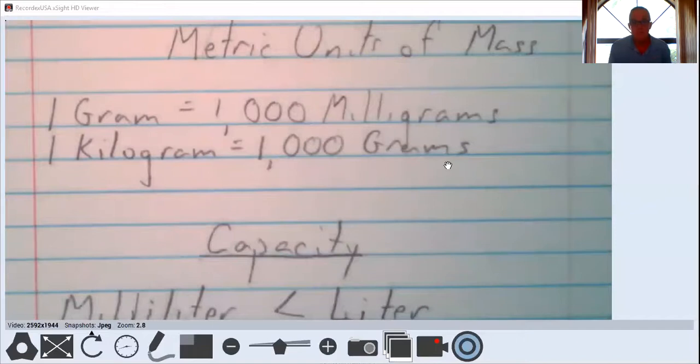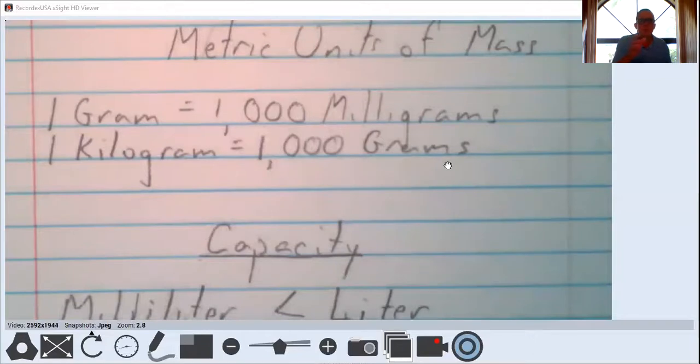A milligram would be 1,000th of a gram. So that is next to nothing at all. Not even a feather. A gram may be a feather, and a milligram is maybe a little piece of that feather in your hand.